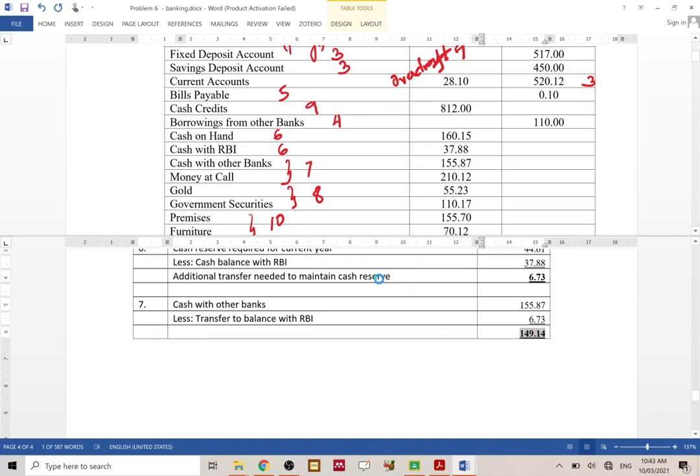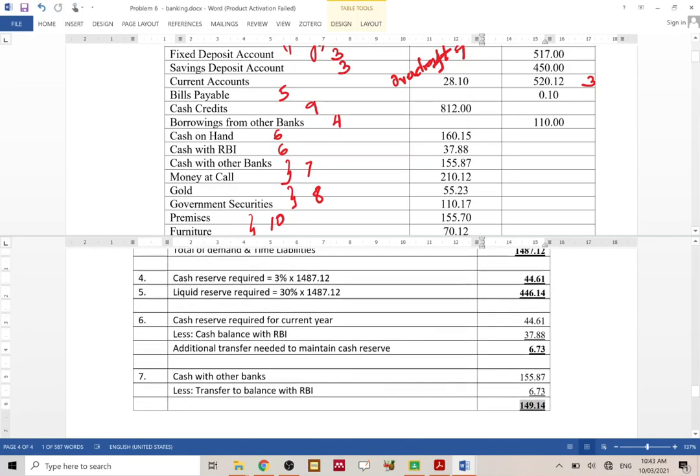Okay, so what we have done is we checked how much was needed for the cash reserve this year. It's 44.61, and we saw how much has already been maintained with RBI. They maintained only 37, meaning they were falling short of 6.73. Where to get this from?